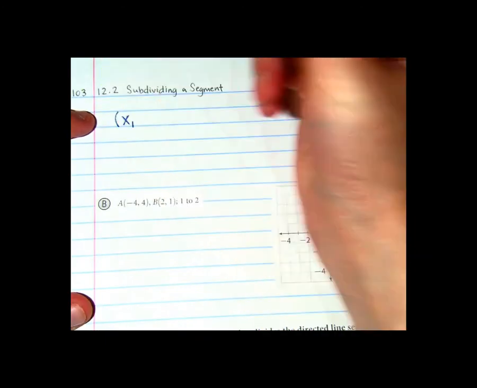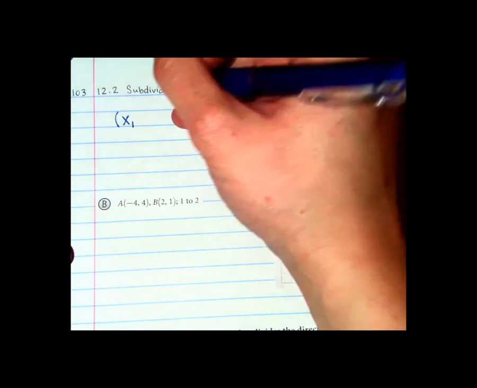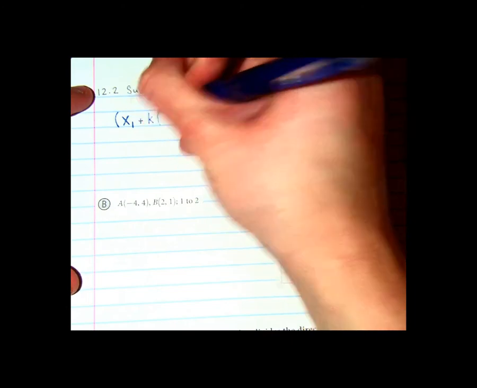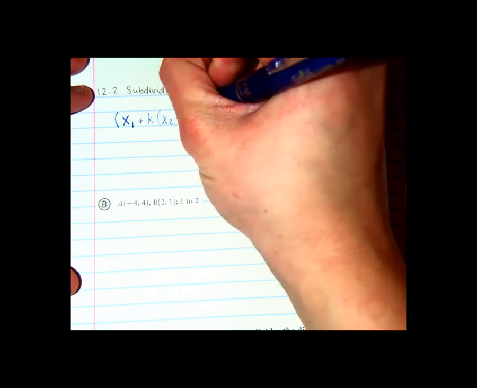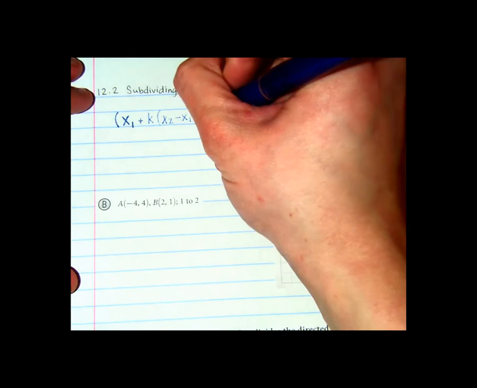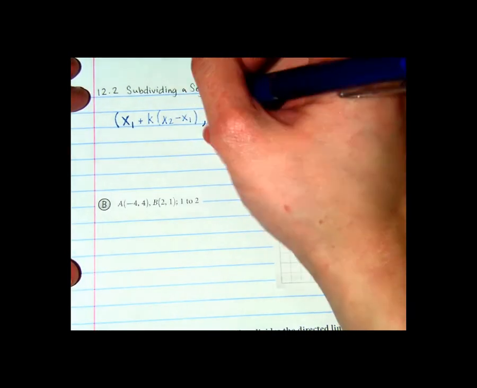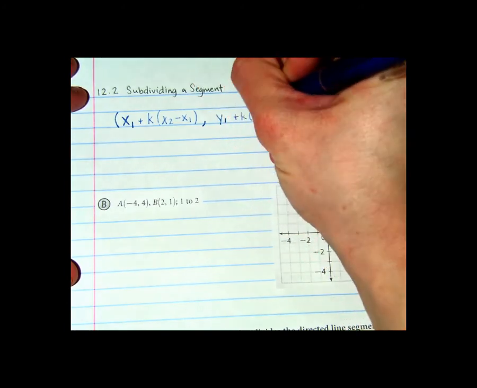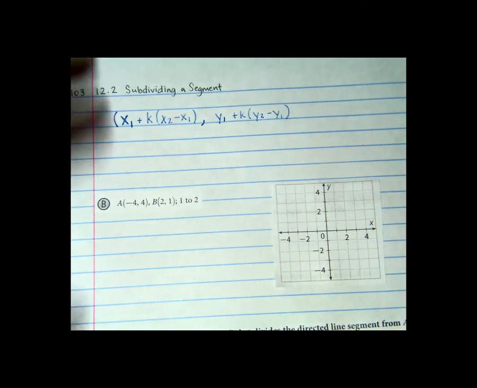I did kind of explain this a second ago. I said you take x1, which is the starting value of the formula, plus k, and I'll tell you what k stands for in a minute, times x2 minus x1. That's the x value, comma, we're not there yet, comma, y1 plus k times y2 minus y1, close parenthesis.